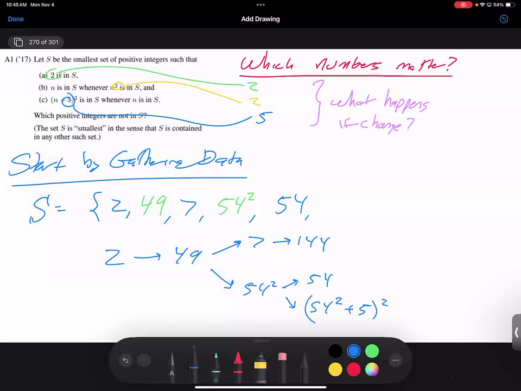Now for 144, what does that give us? 12. Gives us 12. Does it give us anything else? Yeah. And then from 12, how many things does 12 give us? Just 1, right? What's the only thing 12 is going to give us?